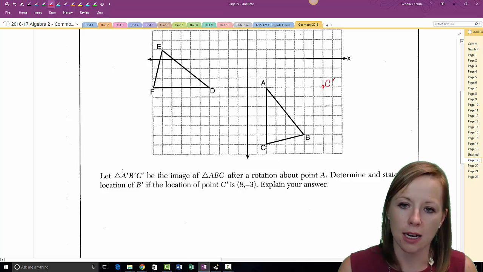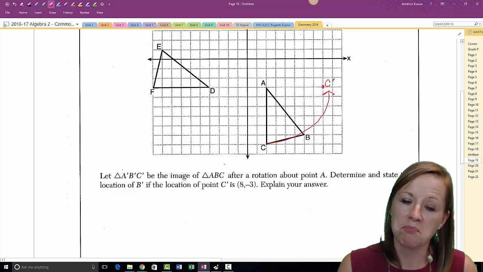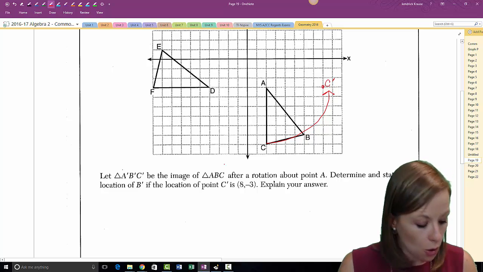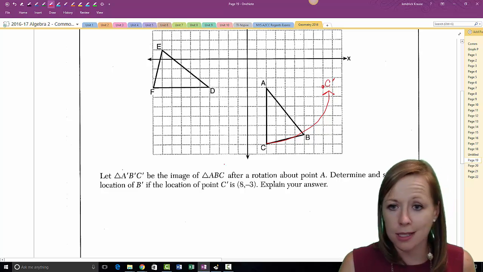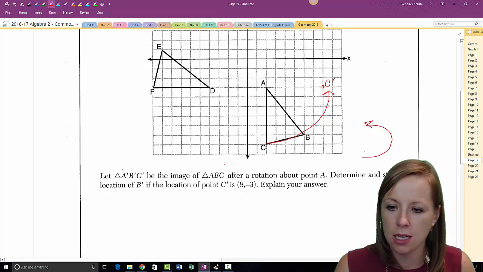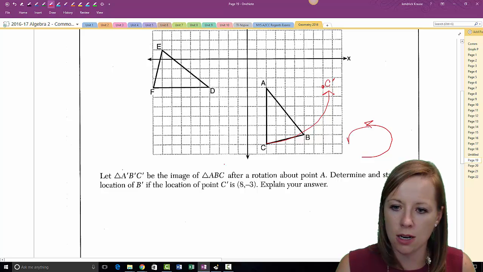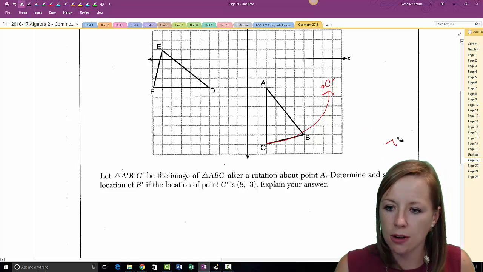They're saying we rotated, and if we rotated and got this to here, C went to C prime. That seems doable, right? What does that look like a rotation of to you? In my brain, that looks like a rotation of 90 because a rotation of 180 would look like this, 270 would continue here, 360 would be like this. It's a quarter of a full turn. So I'm figuring I have to turn this 90 degrees.